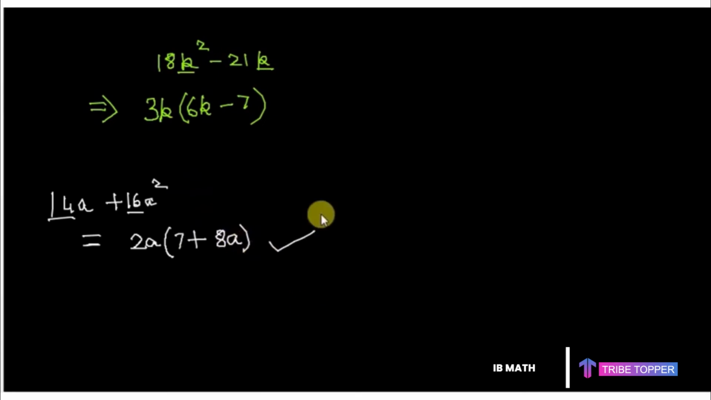So if you have to understand factorizing, you have to understand that tables are very important, because the moment I look at it, I know they both fall in the table of 2. So I could take out 2 common. A and a square is very obvious.